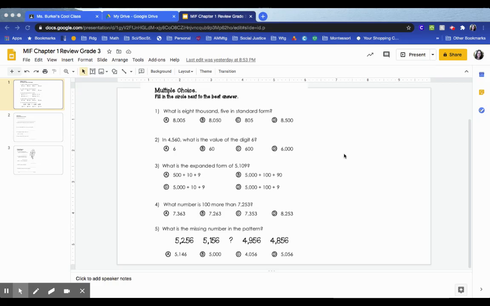Number 2, in 4,560, what is the value of the digit 6? So let's look at the number. Here is the 6. It's in the tens place. So what would that be worth? 6 tens. Is 6 tens worth 6, 60, 600, or 6,000? Choose your best answer.